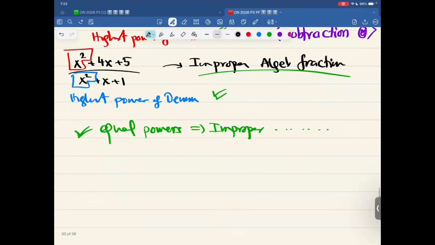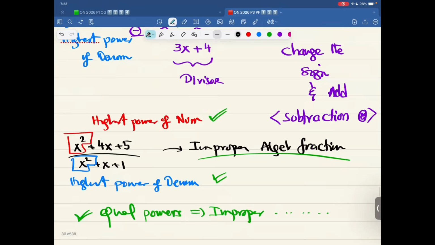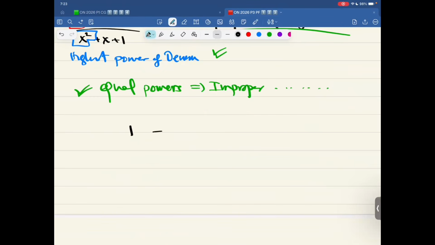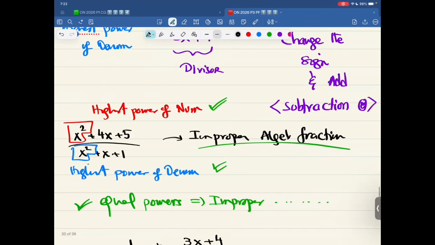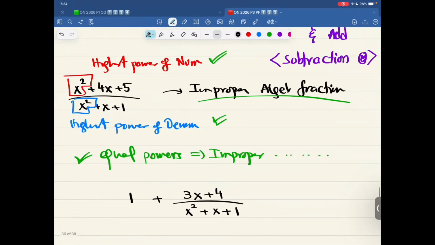How can I write it properly? I can write it as a quotient. Quotient is 1. Divisor is 3x plus 4. So 1 plus 3x plus 4 divided by the divisor, which is x squared plus x plus 1. Now, so far, so good.